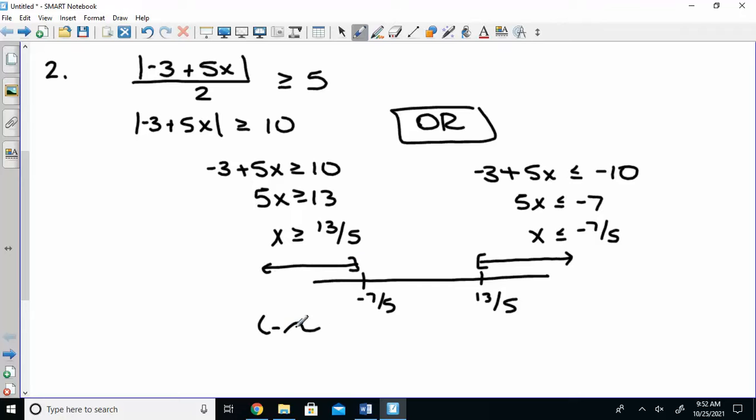So my answer is negative infinity to negative 7/5. Because of the equal to, it gets a bracket. Union, the next piece started at 13/5 and went to positive infinity. And again, anytime your answer is an or, that's what it's going to look like. 2 separate pieces.